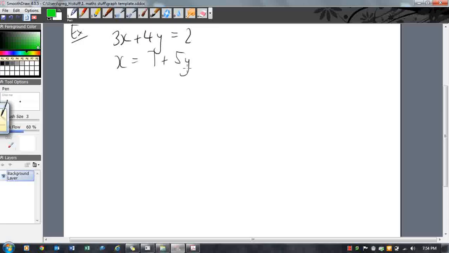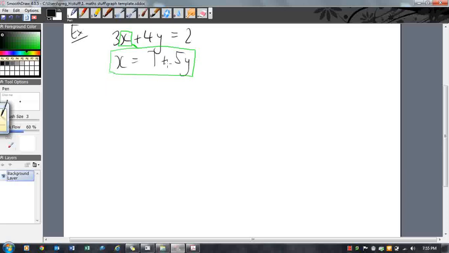X equals this. So what we do is we say, okay, you're telling me that x is equal to this. Therefore, instead of writing x up here, I'm going to write what x is equal to. X is equal to 7 plus 5y. So that whole thing just goes in there. Instead of writing x, I'm going to write 7 plus 5y. And then I just solve the equation. Let me show you what I mean.